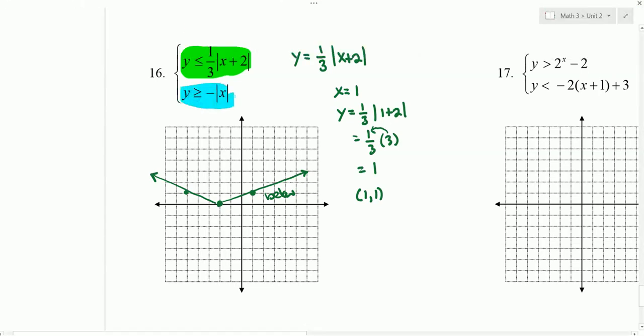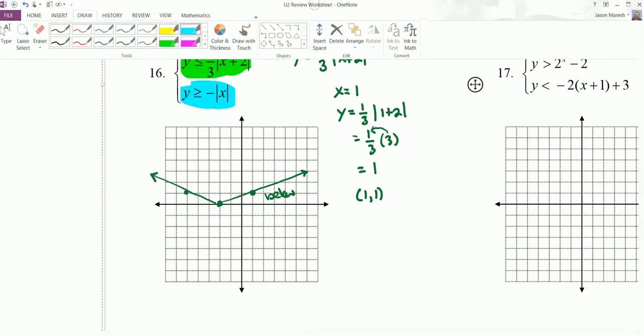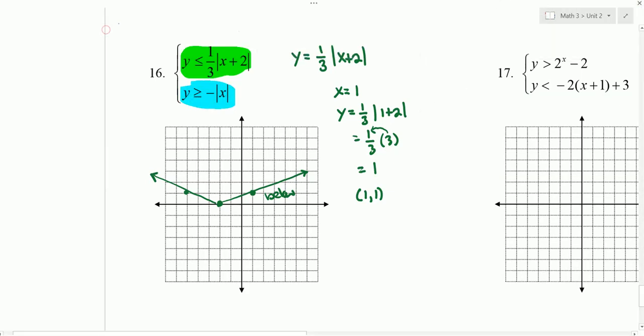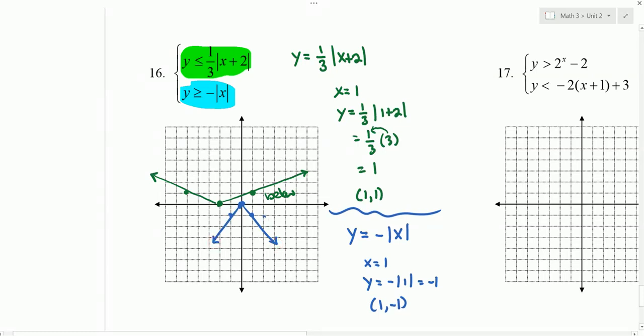Next one in blue. Notice it's greater than or equal, so it's going to be solid again. And we're going to graph y equals negative absolute value of x. That's a parent graph, so it goes through 0, 0. If we plug in, say, x equals 1 into that, we're going to get y equals negative absolute value of 1, which is negative 1. So 1, negative 1 is a point we go through. That's the right half. Here's the left half. And it's greater than or equal, so we're going to shade above this.